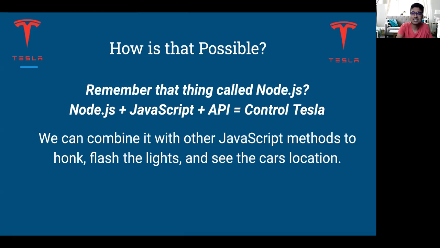We can honk, flash the light, see the car's location, and there's even a feature for us to code an aspect where we can move the car back and forth. But it's not that advanced in the sense that we can't truly just drive the car using JavaScript, because we do need a human inside of the car at the minimum. But yeah, hopefully you guys like that interesting fact.